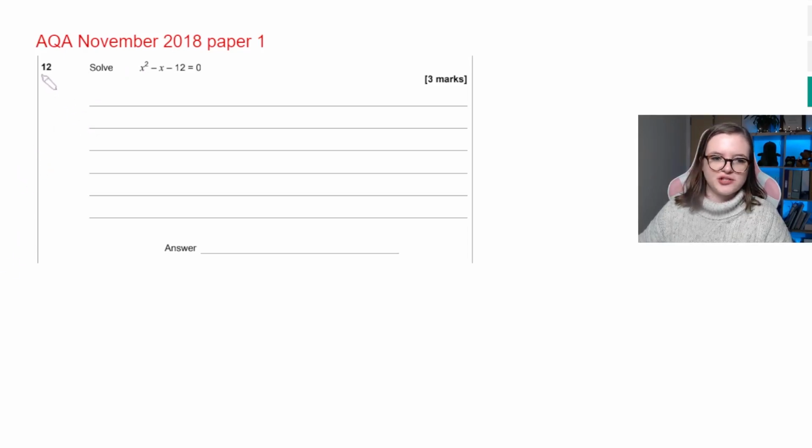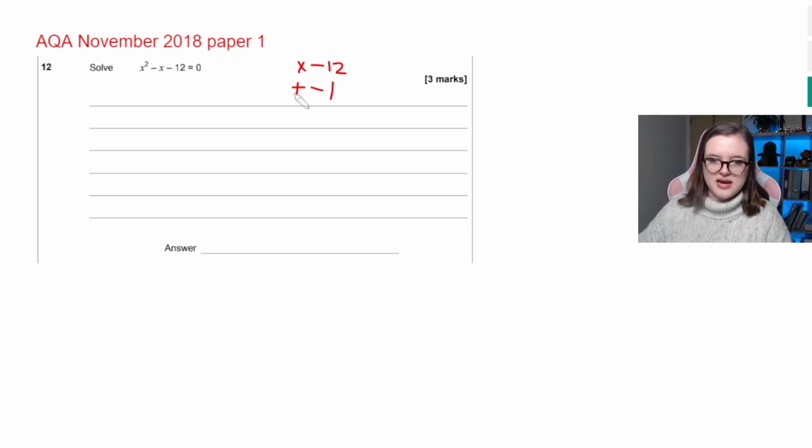Okay then, first question, question 12: solve x squared minus x minus 12 equals 0. So it's a grade 5 quadratic because there's nothing in front, so it's like that very first type we looked at, right? So in this case, we're going to do times to make minus 12 and add to make this sneaky number in here, which is minus 1.